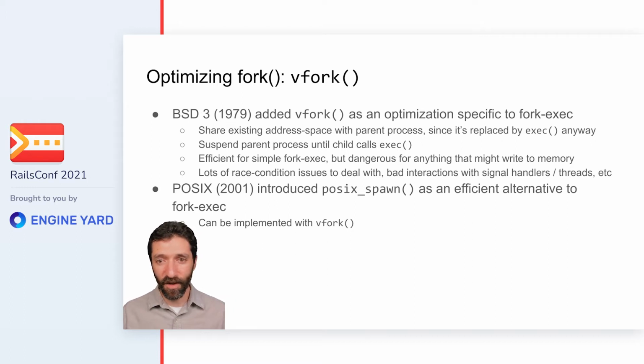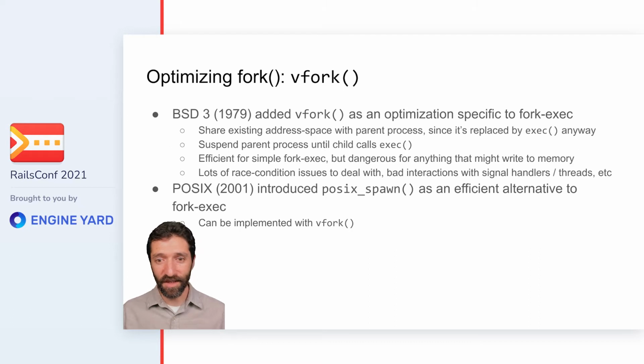This was efficient for a simple fork exec, but it's pretty dangerous for any code that might happen to write to memory in between. And vfork had lots of other race condition issues to deal with, like bad interactions with signal handlers or other threads on the parent process and so on.